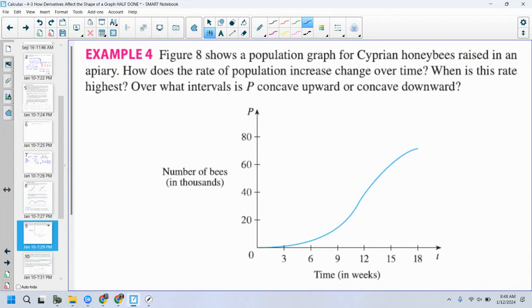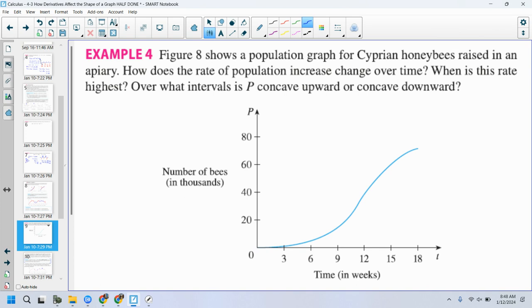Figure 8 shows the population graph of honeybees raised in an apiary. How does the rate of population increase change? How does the rate of population increase change over time? When is the rate highest? Over what intervals is P concave upward or concave downward?